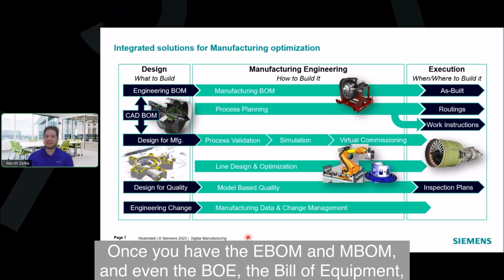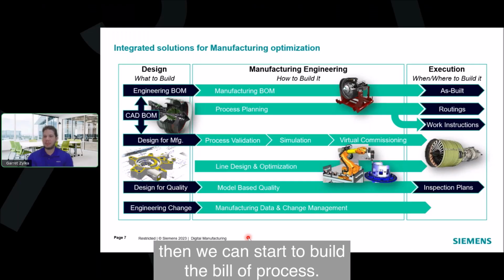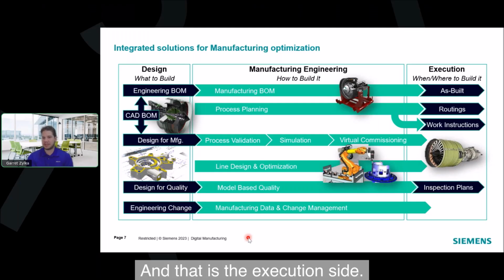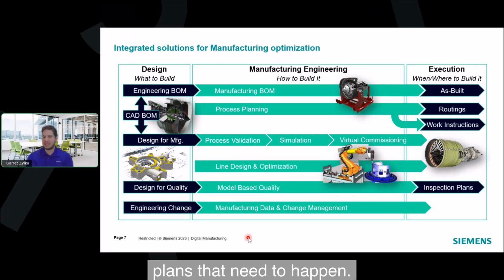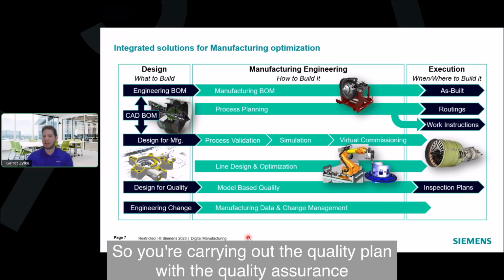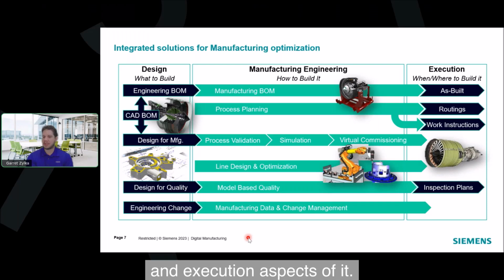Once you have the EBOM and MBOM and even the BOE, the bill of equipment, then we can start to build the bill of process. And that is the execution side. So when and where to build it. As built, it'll get you a routing, it'll start to build the work instruction plan, and then any inspection plans that need to happen. So you're carrying out the quality plan with the quality assurance and execution aspects of it.